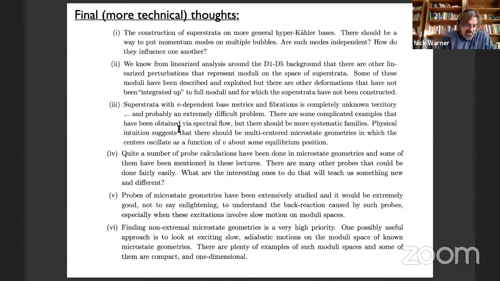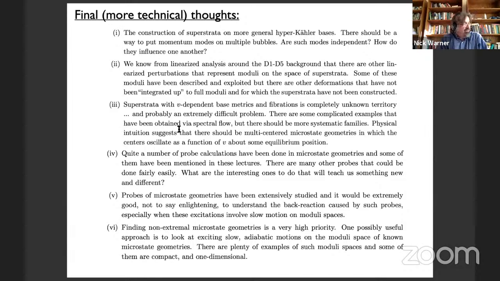We also know from our friends who do linearized analysis around these things that there are quite a number of other moduli that we haven't exploited or integrated up. There are metric deformations that can be made in the R4 that give you different kinds of moduli that you could excite and perhaps put momentum waves into.